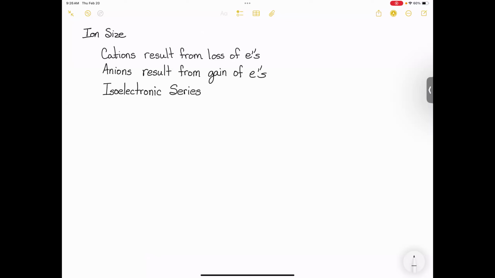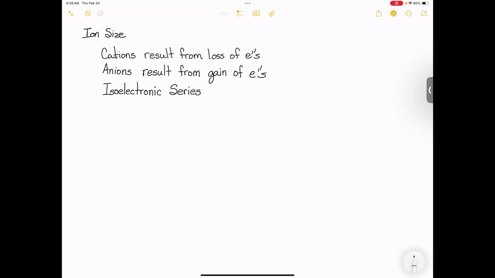So ion size. Yesterday, I introduced the concept of ion, looking at the electron configuration and how the electron configuration changes with the formation of an ion. And in introducing the concept of these changes in the electron configurations, we said that cations result from the loss of electrons and anions result from the gain of electrons.